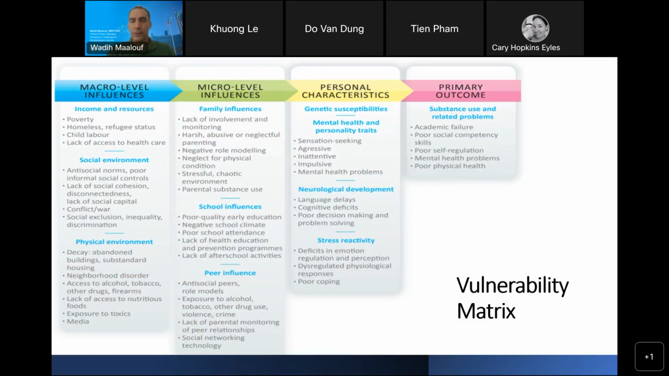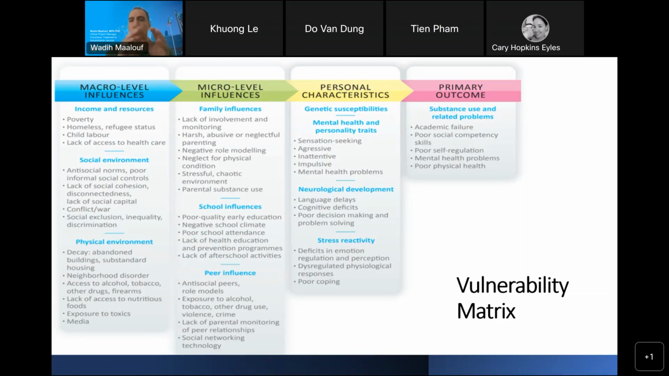When we're talking about using drugs, we're talking about vulnerabilities that are present within the person, under the skin, things that determine who that person is, from the genes to the mental health and personality traits of that person, how their sensation-seeking is, their impulsivity, their inattentiveness or attentiveness, their mental health situation, their neurological development, language delays, cognitive deficiencies, problem-solving skills. Also, how they react to stress. Every single person has a different kind of combination of characteristics of determining who they are as a person, right?